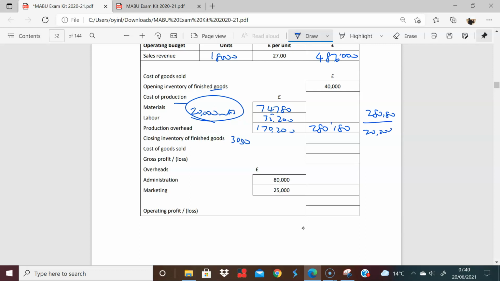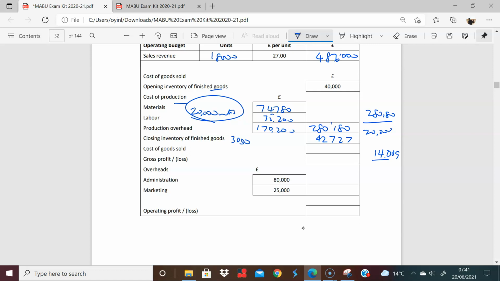I suppose you can accept that when we produce these units, because we know the closing inventory comes out of these units, we can find the cost of one unit. So I'm going to divide this by 20,000. I'm getting 14.009. Just round that, say to 14. And if I multiply that by the 3,050, I'm getting 42,727. I'll just round that. Yeah, and that's where we are.